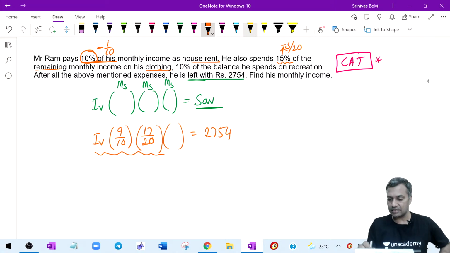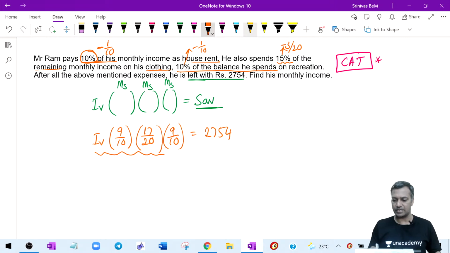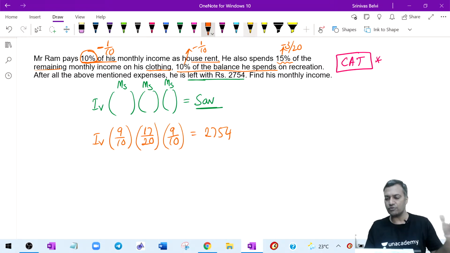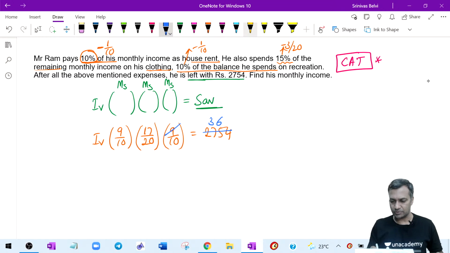Then comes the third transaction. 10% of the balance he spends on recreation. Again 10% goes, means minus 1 by 10. So how much is left now? 9 by 10 is left. So I get the initial value from here. I would simplify and get the initial value: 9 one time, 9 three times, and 9 six times. Sorry, did I make a mistake here? 306 times. Yeah, 306 times.